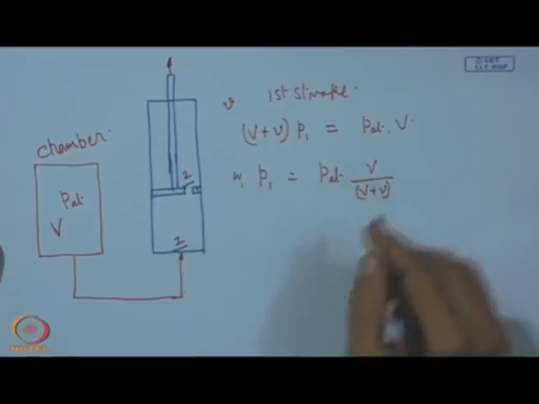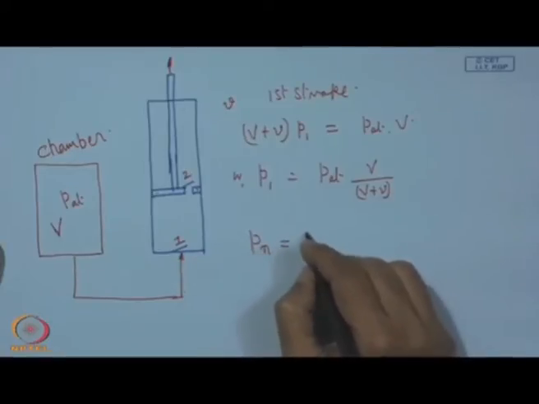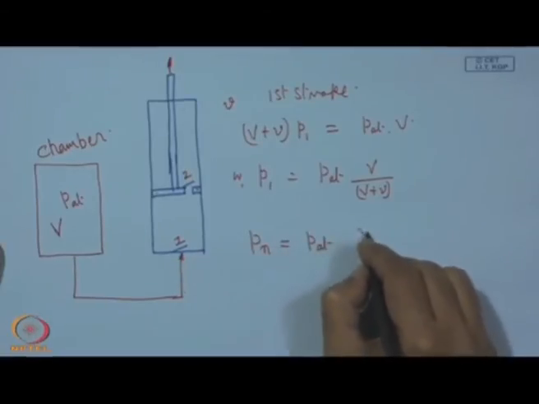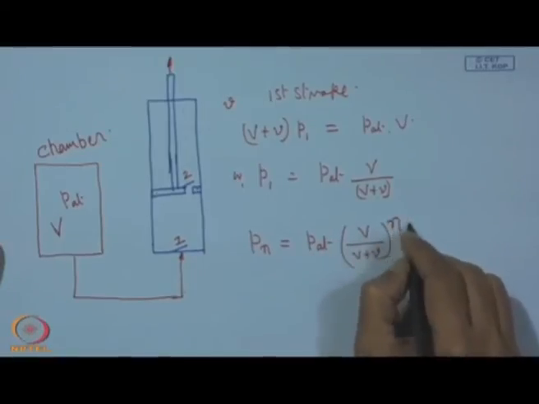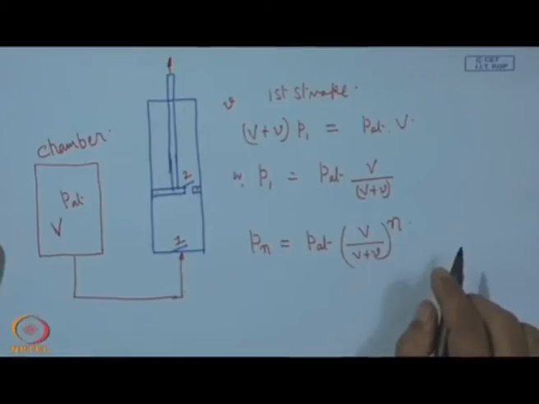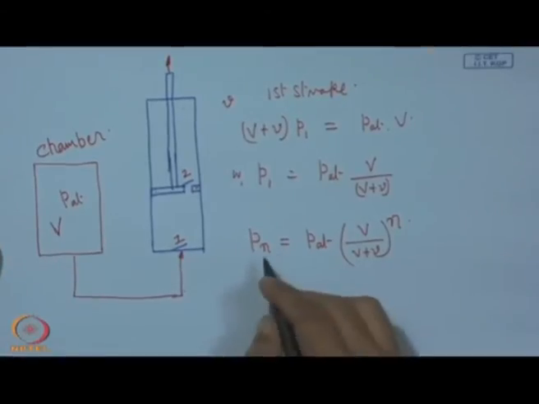Now, this is one stroke, and we can have the nth stroke. After the nth stroke, we can have P atmosphere into this ratio to the power n. Now, this way we can go. However, one thing we also have to look into: to what extent we can bring this pressure down.